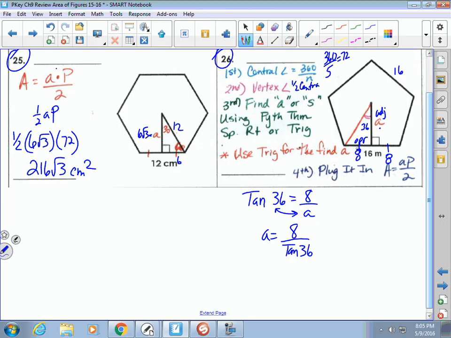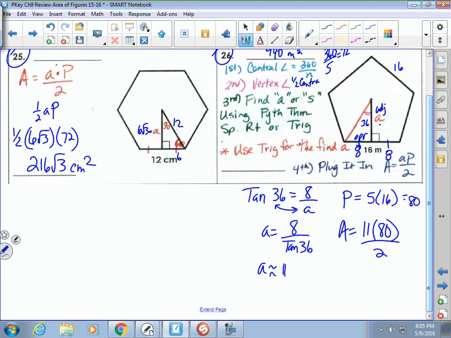I'll fix it. So when you do this, we get that the a, the apothem, is approximately 11. I think it's 11.0. I think, yeah, 11. So now that we have the apothem, we can find the perimeter because we know the sides. So we have 5 sides that are 16. So I know that my perimeter is going to end up being 80. All right, so to get the area, take my 11, apothem times my perimeter, divide by 2. And we got 440 meters squared.